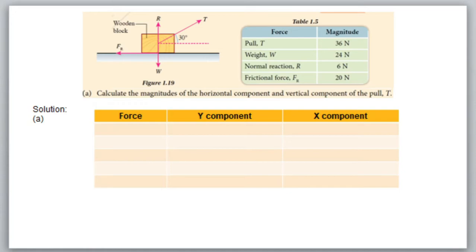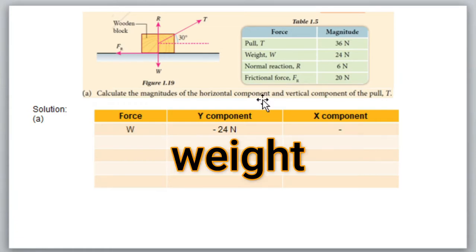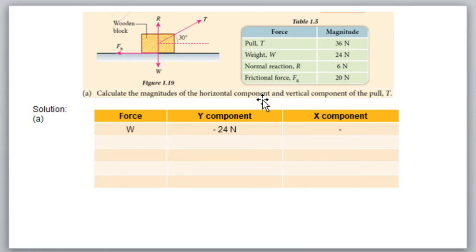Now, for the first question, calculate the magnitude of the horizontal component and vertical component of the pull T. How to find the magnitude of the horizontal component and vertical component of the pull T? We need to resolve the force. So the first force I would like to consider is the weight force. The weight is 24 Newton, but the direction of the y component is toward negative y. And how about the x component? For weight, there is no need to resolve the force, okay? Because there is no angle, so there is only the y component of weight acting on the object.